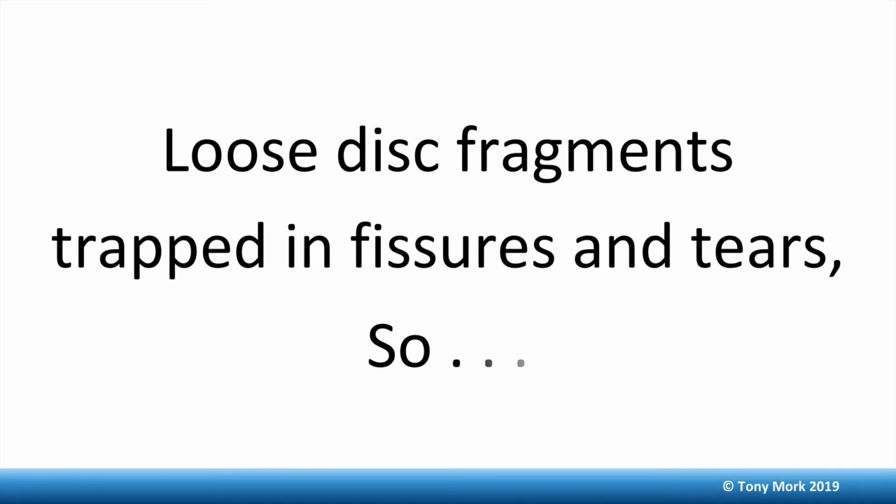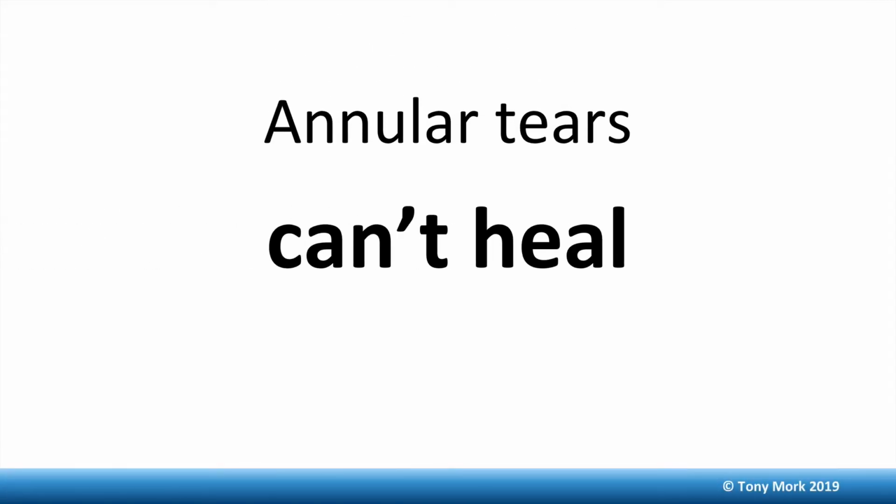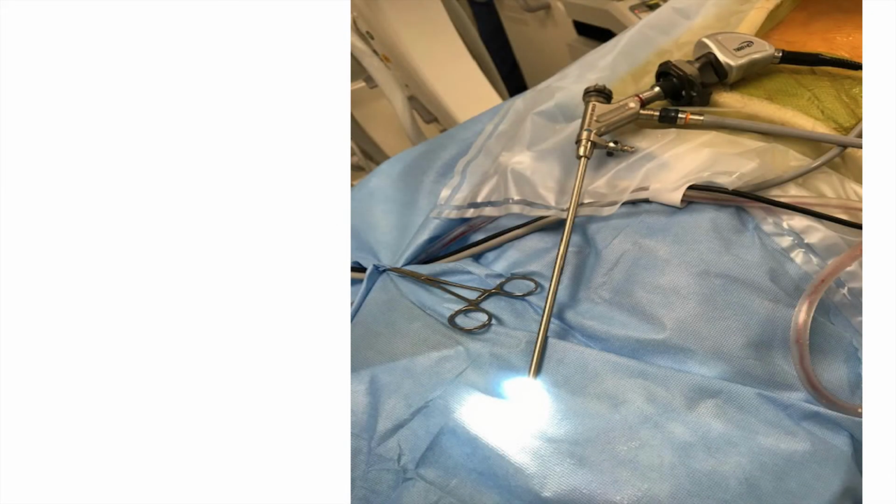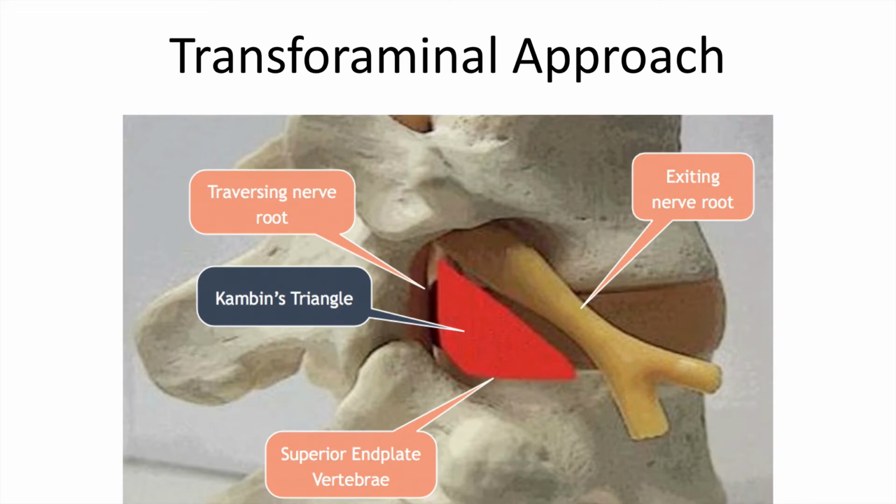So loose disc fragments can get trapped in the fissures and tears, so the annular tears just can't heal. So they act as a mechanical problem. And how do I know this? Because I put an endoscope inside a number of discs and take a look inside. Well, how do you put an endoscope into a disc? Well, I use the transforaminal approach because it's safe.